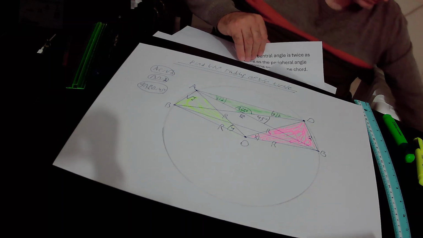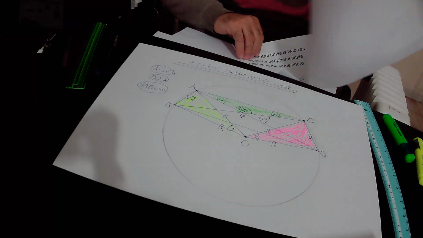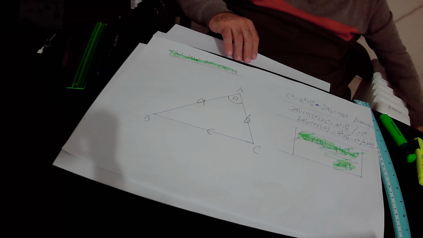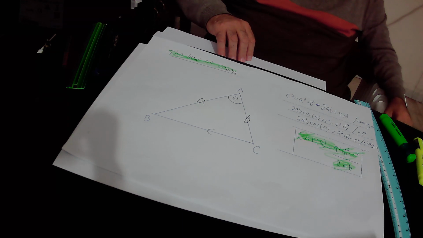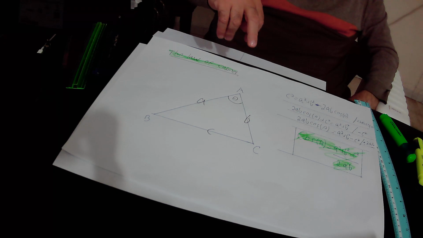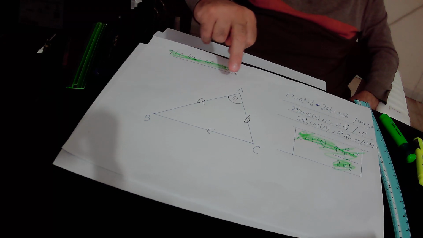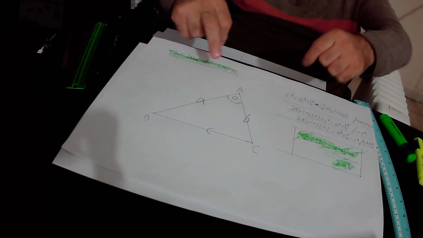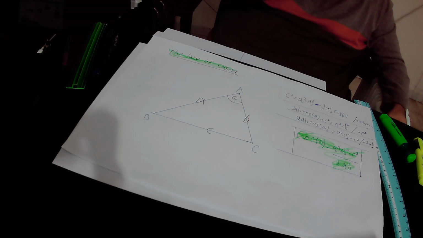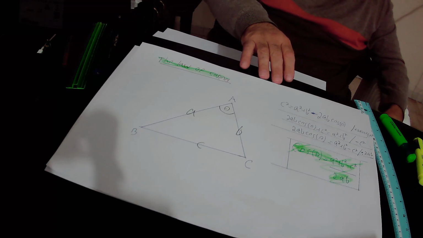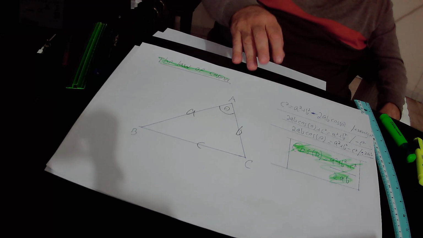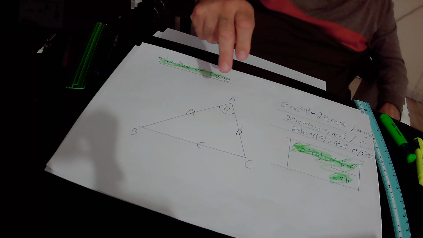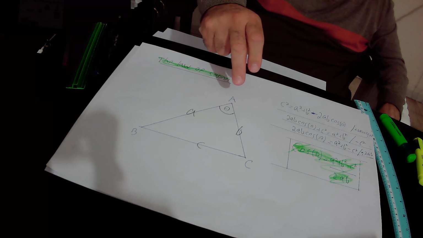The second rule is the law of cosines in any triangle. Triangle ABC could be any triangle. If side AB equals A units, side AC equals B units, and side BC equals C units, and this angle BAC equals theta, then according to the law of cosines, C squared equals A squared plus B squared minus 2 times A times B cosine theta.